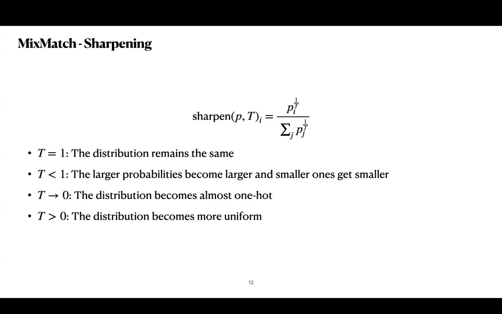You had four options: whether T equals 1, less than 1, approaches 0, or is greater than 1. I had a mistake in the slide. In the first case, if T equals 1, then you end up with the same probability distribution. And if T is smaller than 1, then you basically get your large probabilities larger and the smaller ones get smaller.